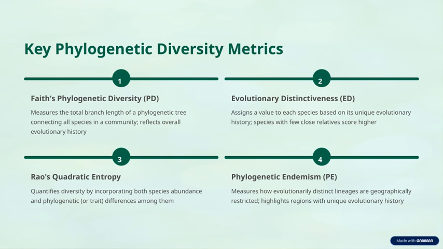Finally, we have phylogenetic endemism, or PE. This measures how evolutionarily distinct lineages are restricted to particular geographic areas. In other words, it highlights regions that harbor unique evolutionary histories that aren't found elsewhere. This can be especially useful for identifying conservation priorities.